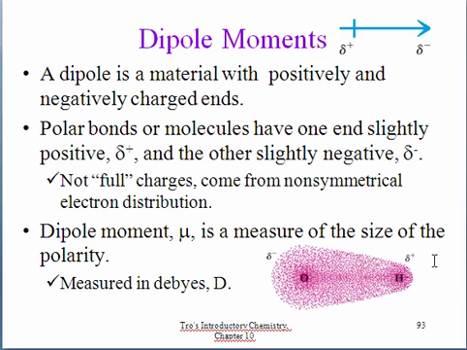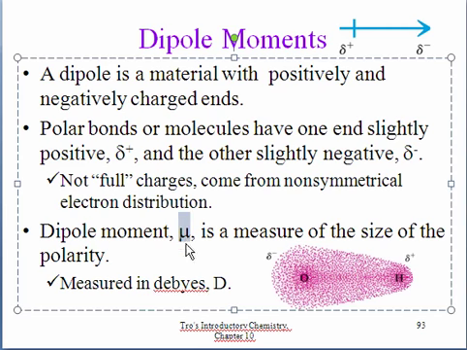Polar molecules are going to have one end that is slightly positive, one end that is slightly negative. Now, these are not going to be full charges, they're partial charges, but they come from our asymmetrical or non-symmetrical electron distribution. Oxygen is more electronegative than hydrogen. It's going to pull the electrons used to bond these two atoms together closer to itself. The dipole moment is symbolized by this Greek letter mu, as in the sound that cats make, and it's a measure of the size of polarity. It's measured in debyes, symbolized by a capital letter D.